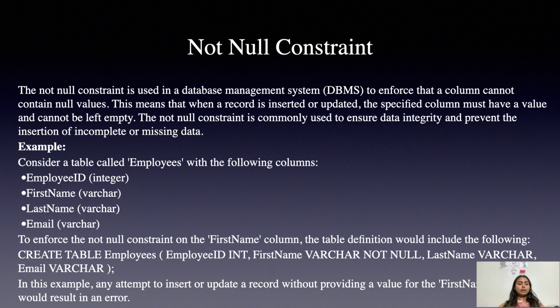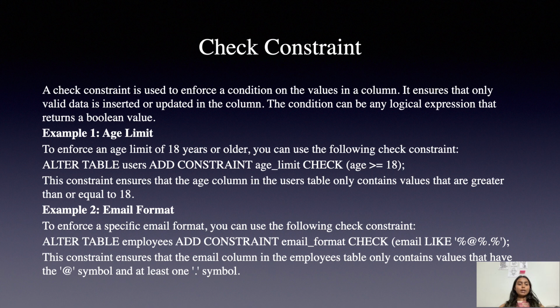Example: consider a table called employees with the following columns: employee ID, integer; first name, varchar; last name, varchar; email, varchar. To ensure the not null constraint on the first name column, the table definition would include the following: CREATE TABLE employees (employee_ID INT, first_name VARCHAR NOT NULL, last_name VARCHAR, email VARCHAR). In this example, any attempt to insert or update a record without providing a value for the first name would result in an error.